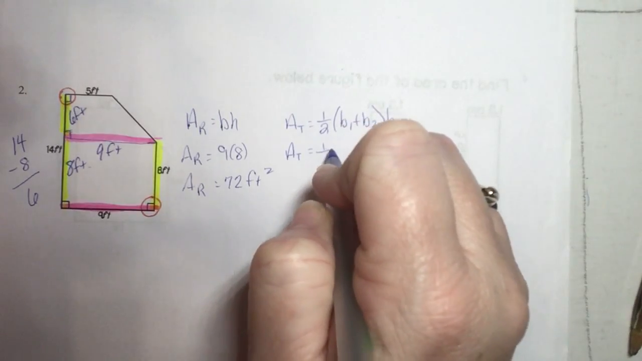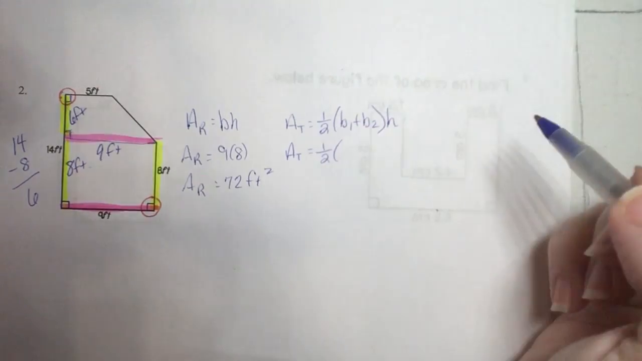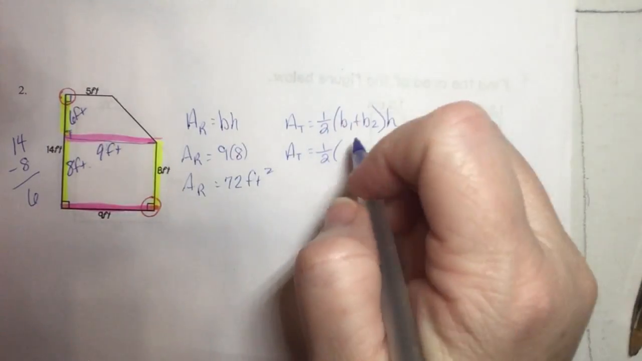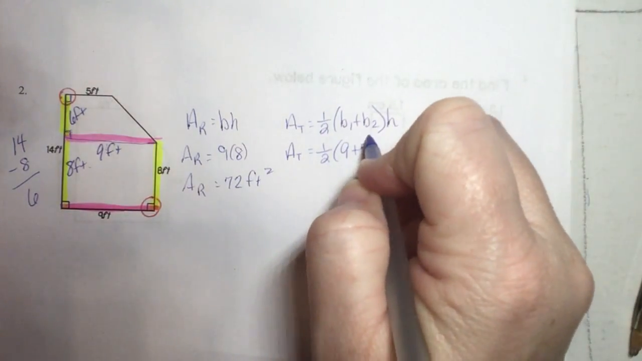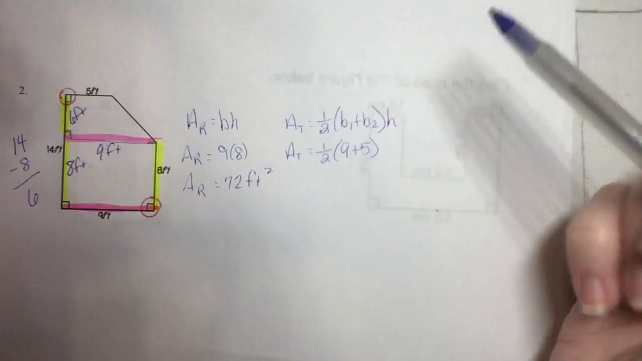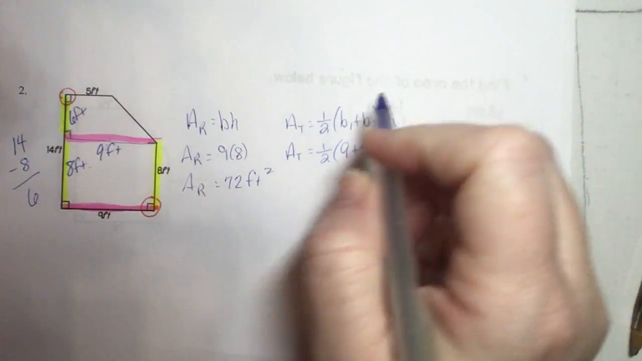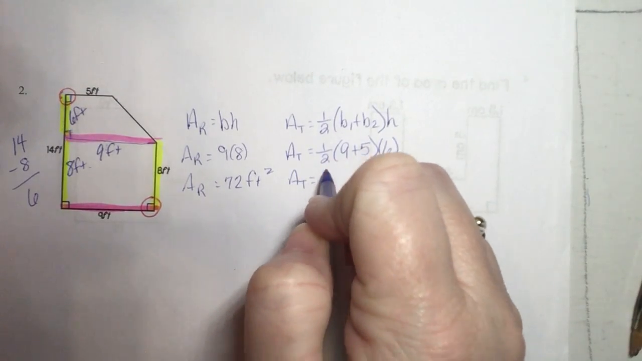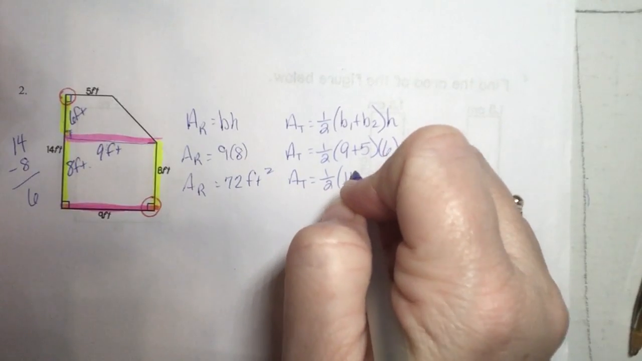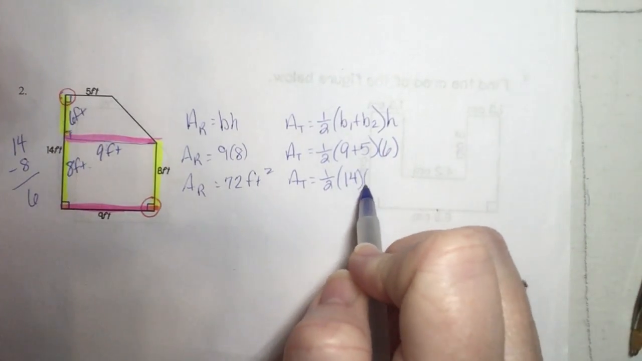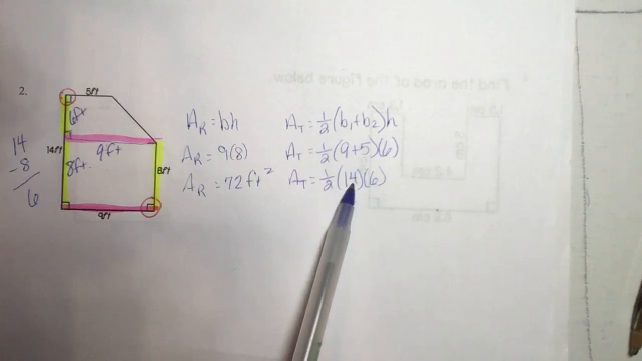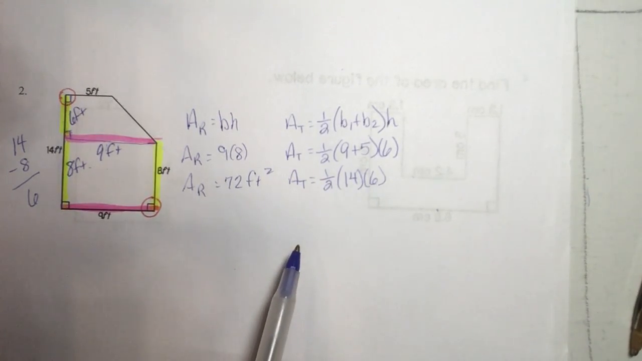So my area of my trapezoid is 1/2. My two bases, remember it doesn't matter which order we put it in. We can say 5 plus 9 or 9 plus 5. It doesn't matter. And then our height is 6. Remember, follow your order of operations. Do what's inside your parentheses first. 9 plus 5 is 14 times 6. Now I want to take half. Do I want to take half of 14 or half of 6?